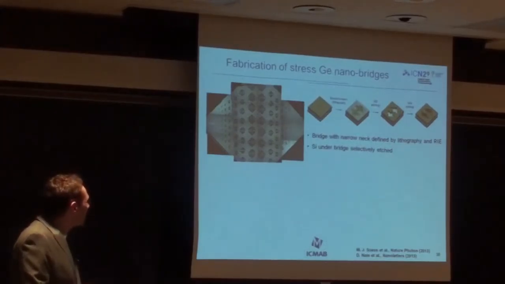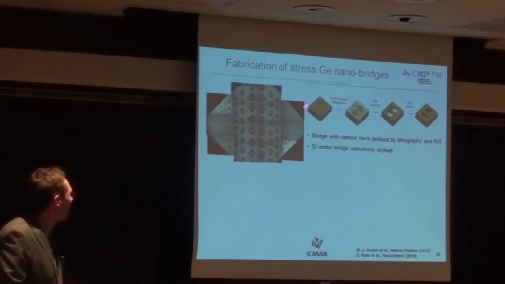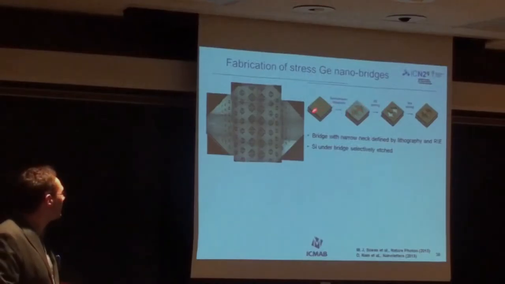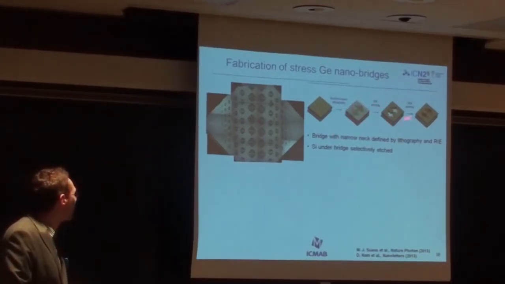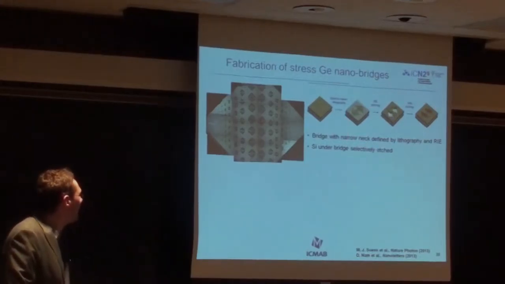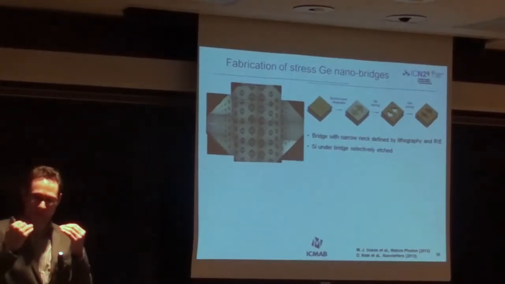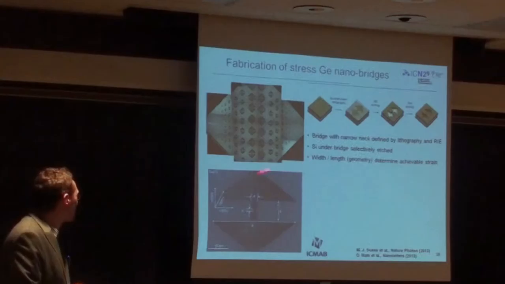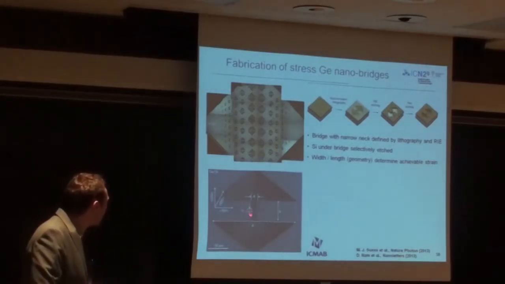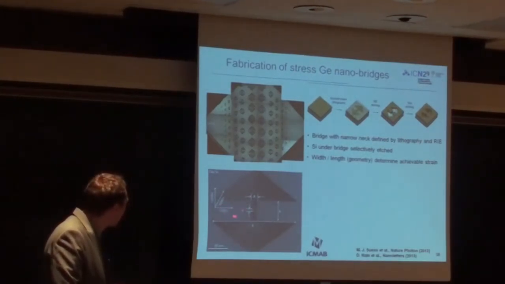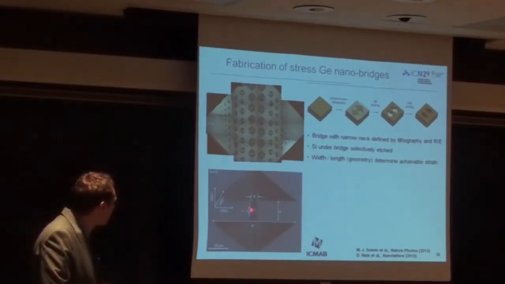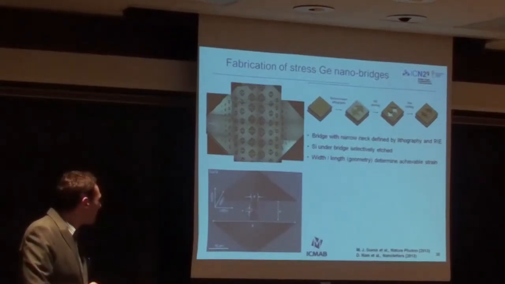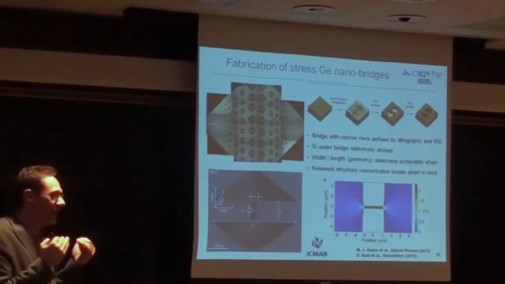The structures that we're investigating here are MBE-grown germanium on silicon, and then using lithography, reactive ion etching, and wet etching, a certain region is under-etched. What we are getting is, the contrast is not so good, but I hope you can see, basically a freestanding structure where in the middle there's a very tiny bridge. And all this area below is under-etched. And this is grown at a high temperature.